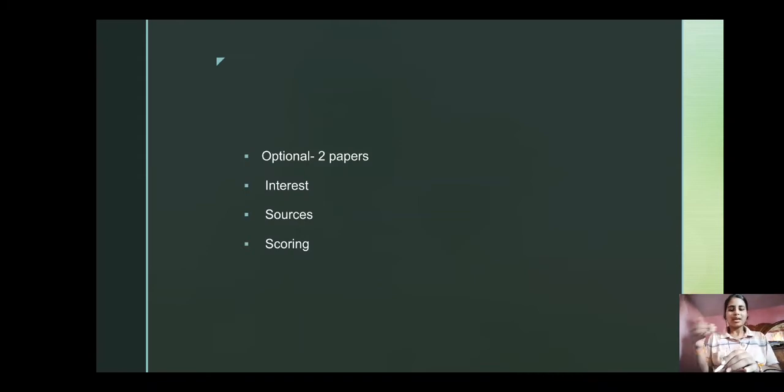For example, if I am interested in political science and I go for mathematics, then this will not serve my purpose. All I will do is exhaust my mental energy on a subject which is not of interest, right? So the first thing you need to keep in mind while selecting your optional is your interest. Then the second thing is the sources of that optional. These are only the additional points, sources and scores. First thing is interest primarily, which I will say.